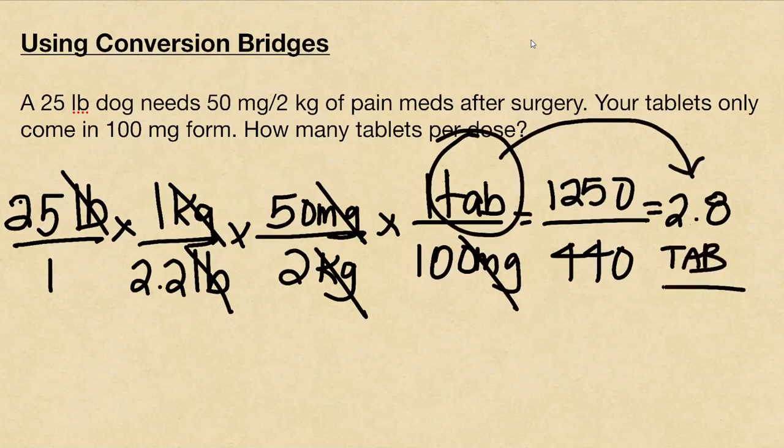Now that's not really realistic. They're probably going to tell you to round up. So always check and see if the question is asking you to round up to the nearest whole. In this case, you would probably round up to the nearest whole, but for the sake of the problem, the correct answer, the exact answer, would be he requires 2.8 tablets in order to fulfill this prescription.